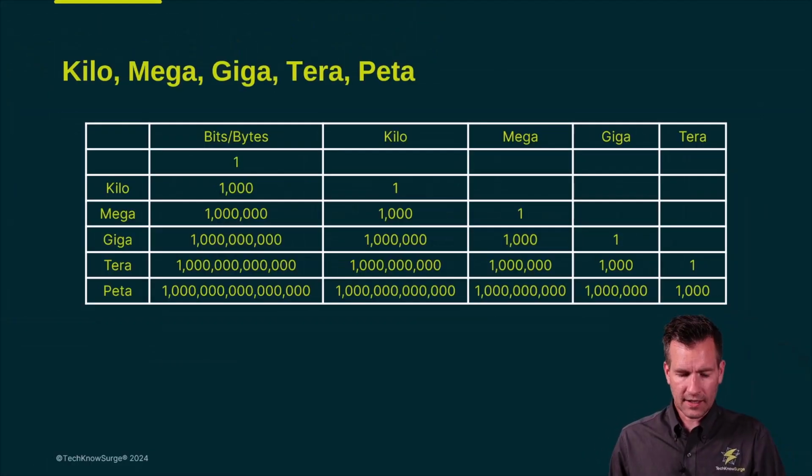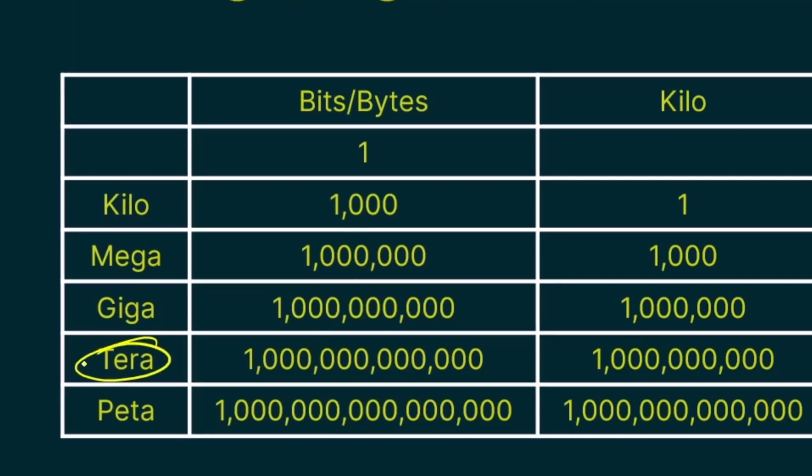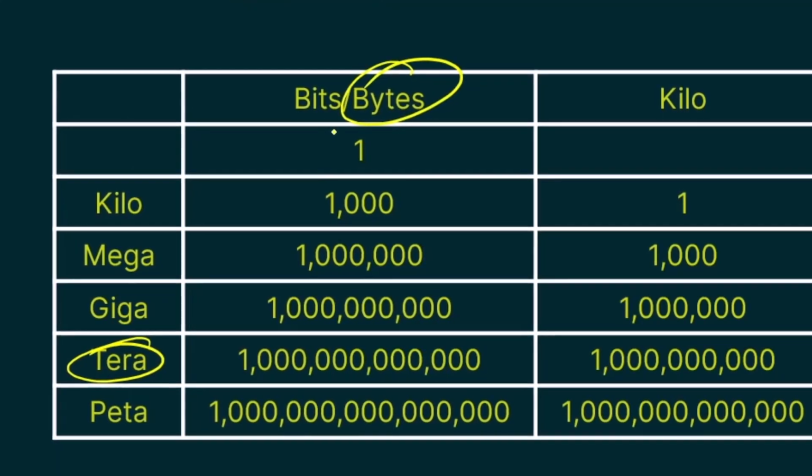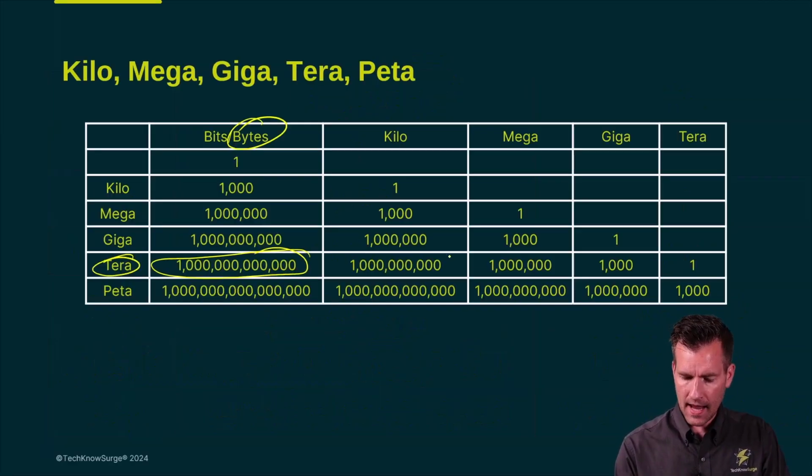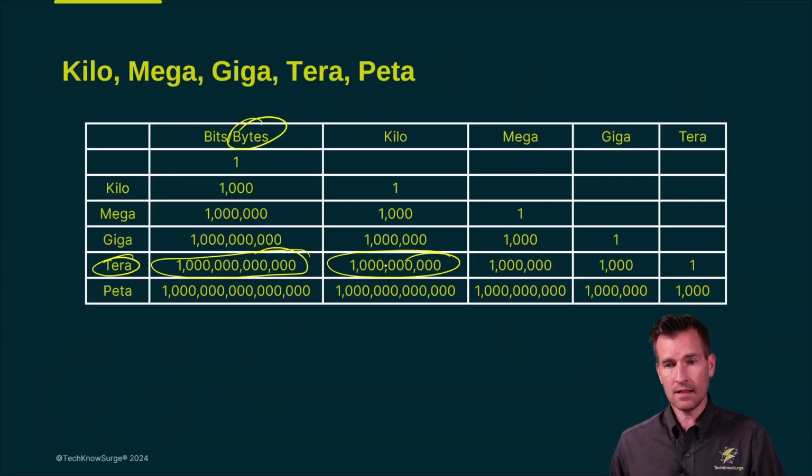Here's another way to look at that. Let's say I had a terabyte of information. Well, that would be a trillion bytes, or a billion kilobytes, or a million megabytes, or 1,000 gigabytes.